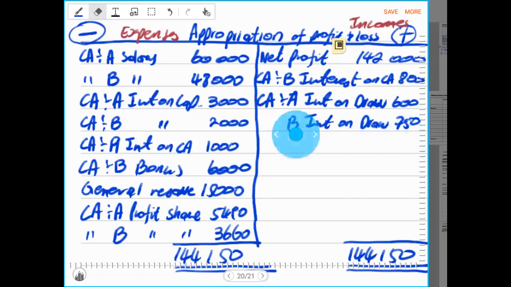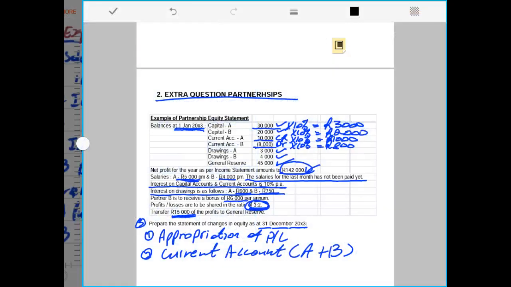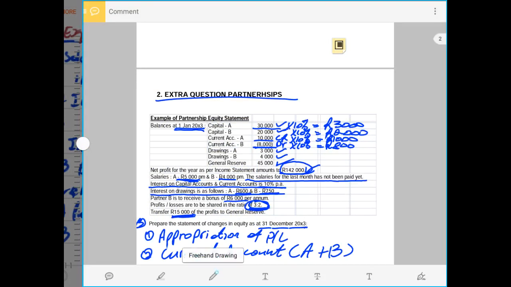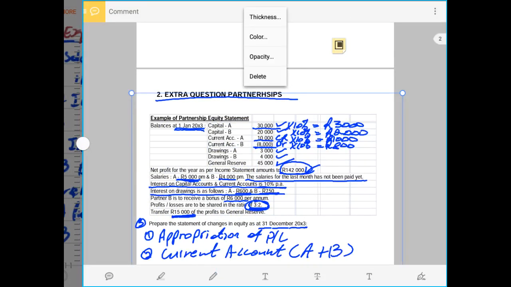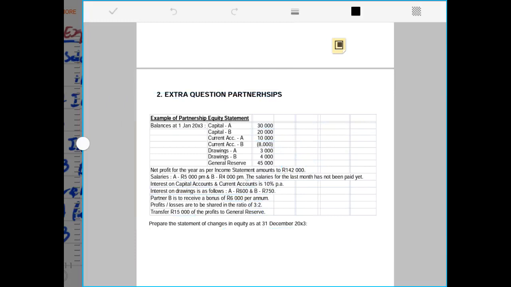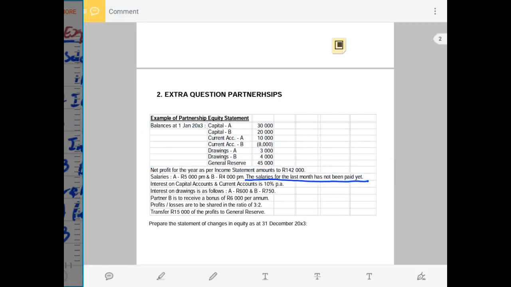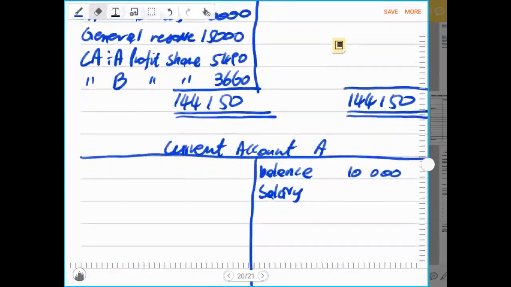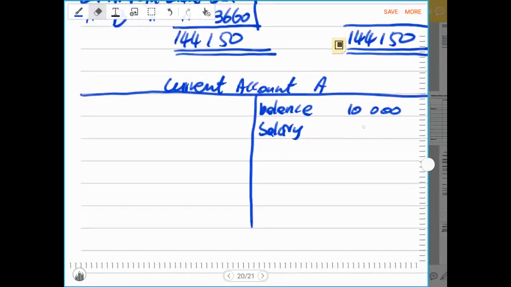Why are we not recording the full amount? Because we are told that only the salary for 1 month was still accrued. We were told that the salaries for the last month have not yet been paid. It means from January until November salaries were paid. Therefore now in the current account we only have to record the amount of the salary that is still accrued. That means the amount that is accrued or not yet paid by the end of the year for partner A is only a salary of 5,000 rands, because the rest of the salaries for the 11 months was already paid.